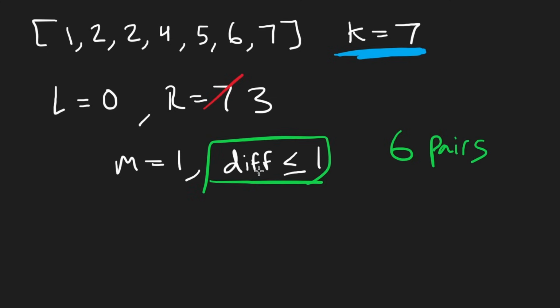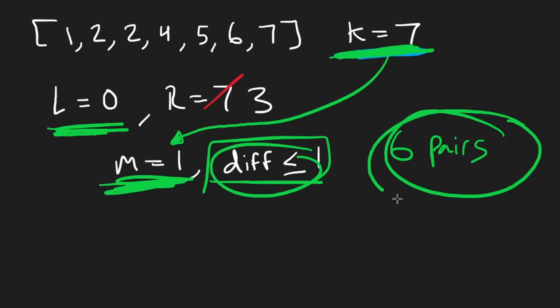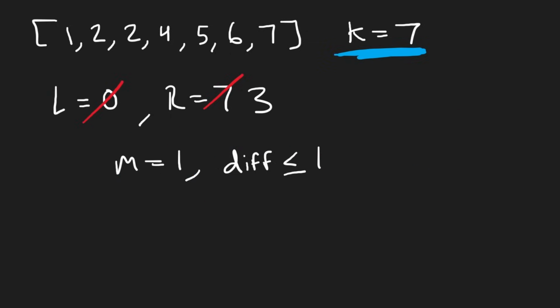Now you tell me, does that mean the kth smallest difference is 1? No, it can't possibly be 1. We completely rule that out because there's only 6 pairs with a difference less than or equal to 1. So it can't possibly be the solution. So we will now look for larger differences, because as we increase the difference, we will get additional pairs. So we're going to say our left pointer now is going to be mid plus 1. Now it's going to be 2. So I'm going to strike that out, and now left is going to be 2.